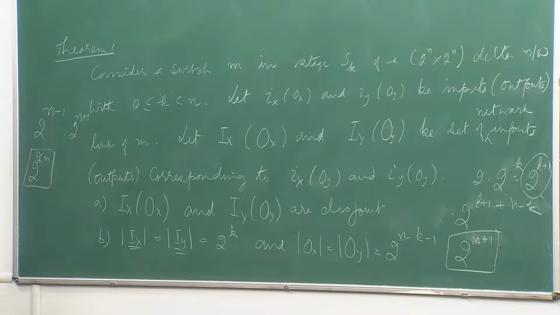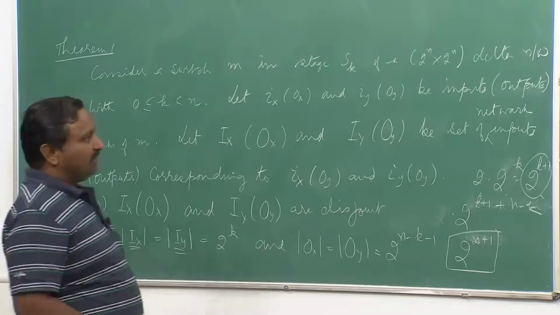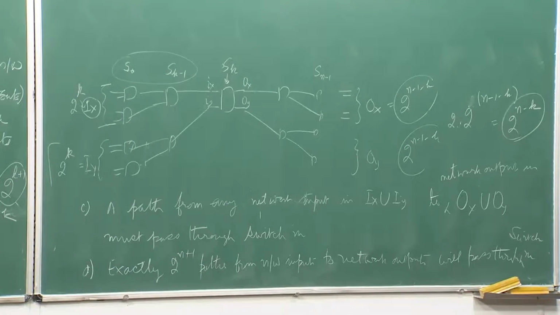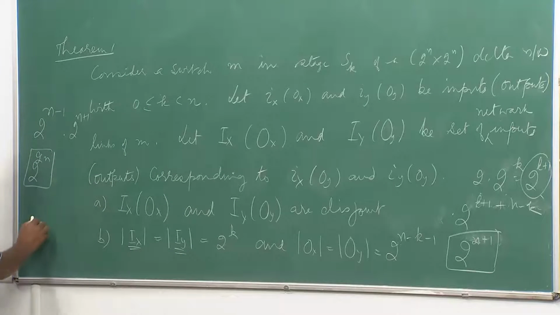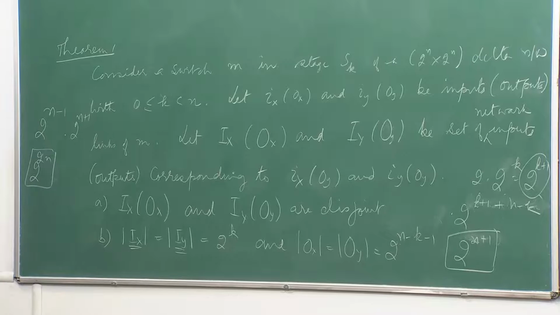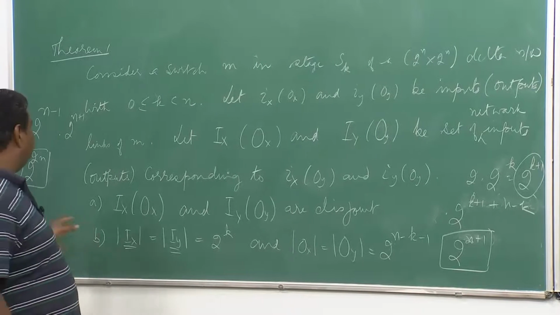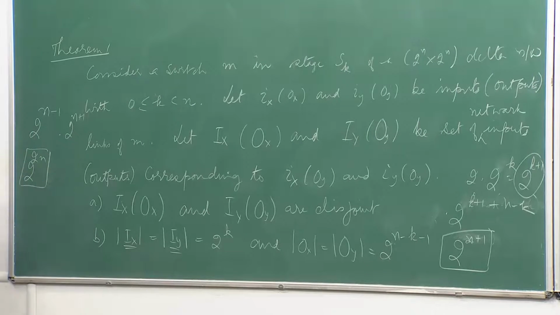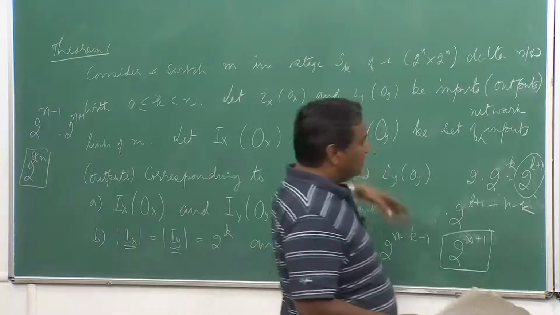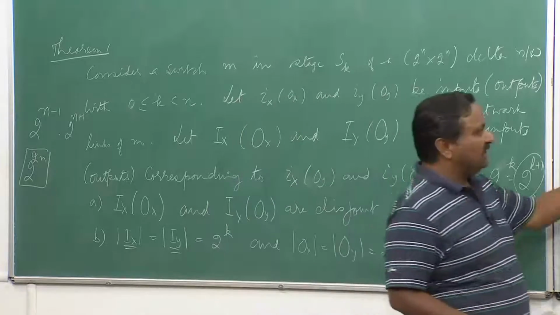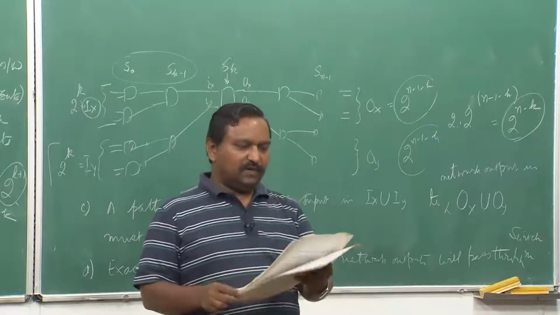Right, 2 raised power 2n, and of course, what we have computed as the total number of possible paths which can exist, a mapping from input to output, will be given by this total possible paths which are there. So, that is theorem 2, and all this is directly a consequence of lemma 1. So, using the demultiplexer tree concept, the proof actually comes from there.